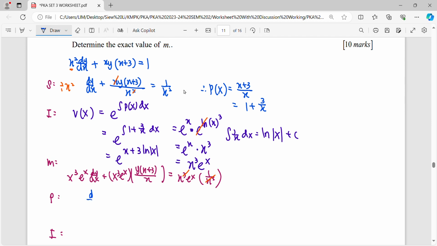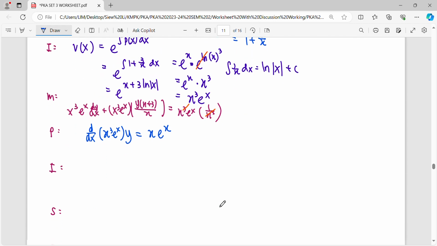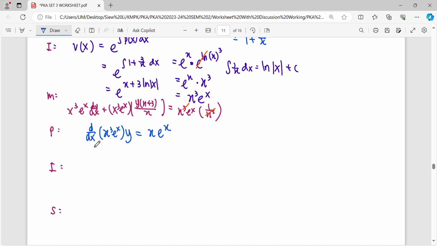Product rule is d/dx of (v times y). So this is their formula, d/dx of (e^x times y). On the right-hand side, we simplify to the simplest form, which will be x e^x. Then to get rid of this differential equation, this symbol of differentiation, we integrate both sides.